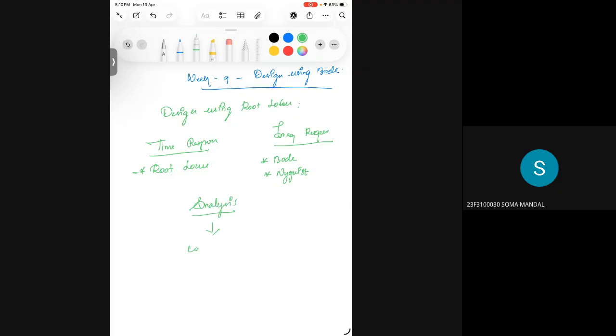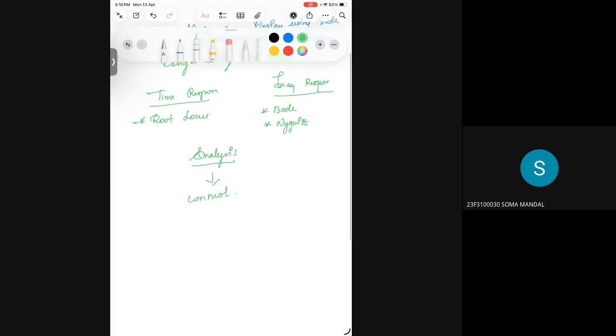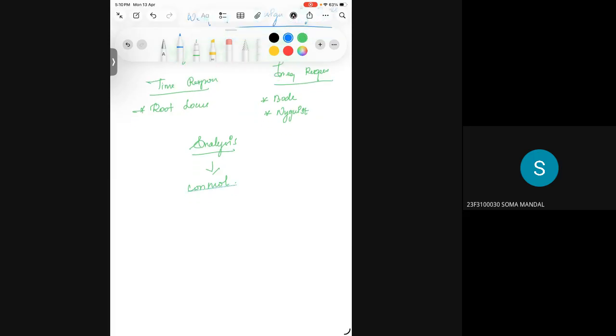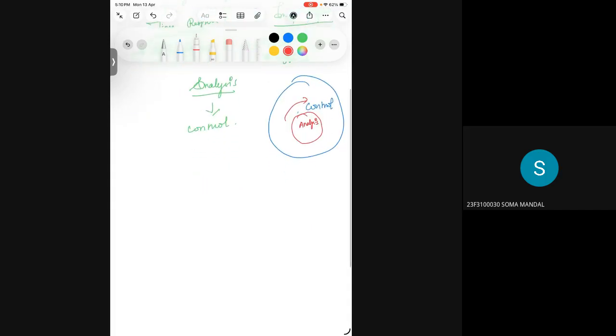Then comes the control perspective. So ultimately, we want to control the system. The overall objective of our work is to develop a controller or control a system. In order to control a system, we should know the nature of the system, right? That's why we use analysis tools. First, we need to do the analysis. Based on the analysis, we should know the nature of the system. Then we apply proper control to control the system. That's the objective for our entire course, right?